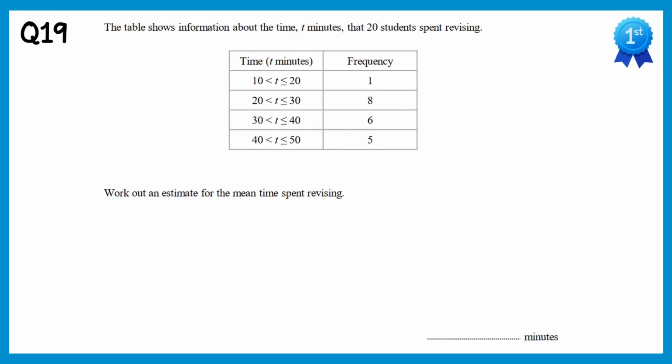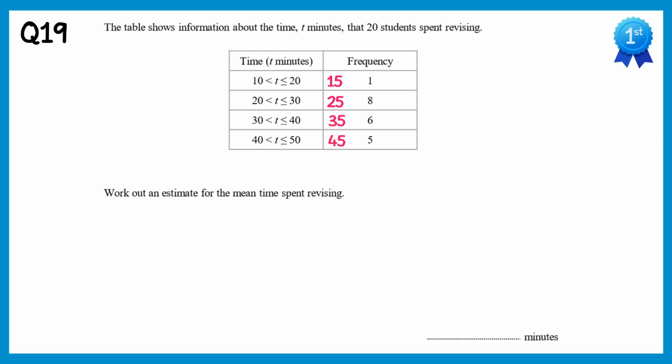For this question, I need to work out the mean from a table. Since I have group data, I'm going to need to find the midpoints. The midpoint from 10 to 20 minutes is 15. The midpoint from 20 to 30 is 25. From 30 to 40 is 35. And 40 to 50 is 45.